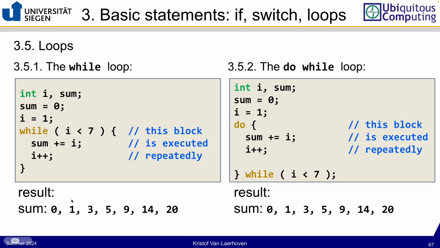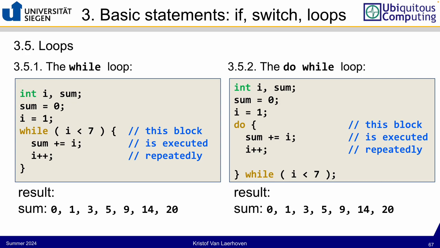Another thing that I'm sure you're already aware of is that there are loops. This is one of the basic parts of any programming language. You have the while loop and the do while loop, and they're almost the same. The important thing is that with a do while loop, you go through the loop at least once. Whereas for a while loop, you can already exit right over here, and there's no guarantee that you execute this at all. That's the difference between the while loop and the do while loop.